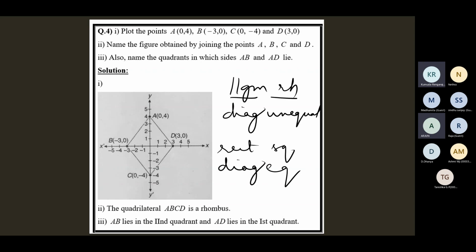So here the diagonals are not equal because AC is 8 units, BD is 6 units. So that means it should be a parallelogram or a rhombus. It's a rhombus because the diagonals are perpendicular to each other, because the x-axis and y-axis are perpendicular to each other. It is a parallelogram. ABCD is a parallelogram. More specifically, it is a rhombus.